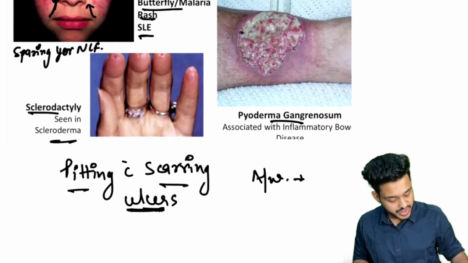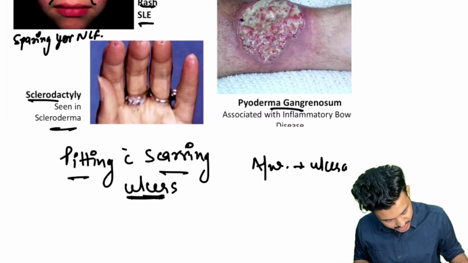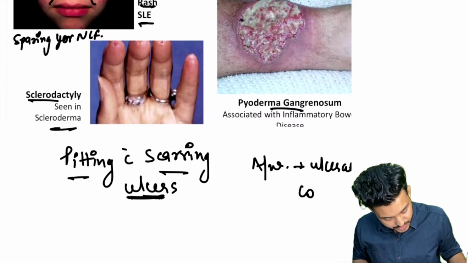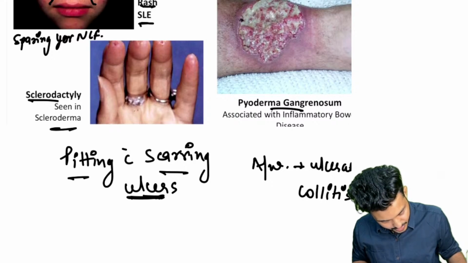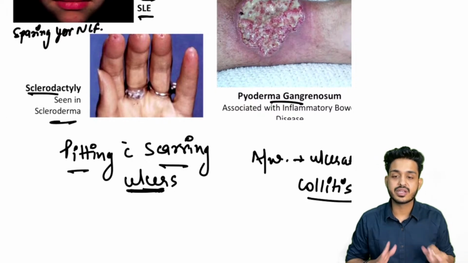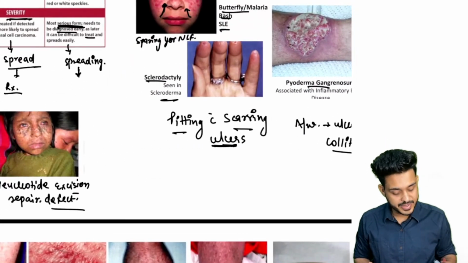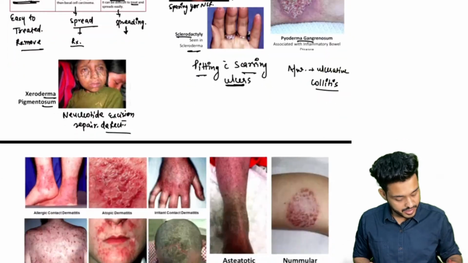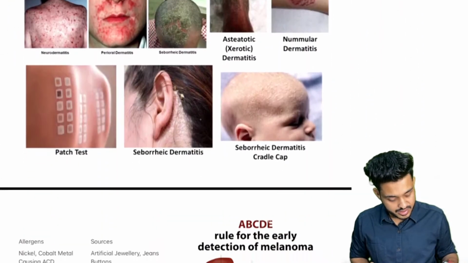So it is associated with ulcerative colitis. Okay, in ulcerative colitis you will see multiple things, lead pipe appearance, all those things. Okay, so we will be discussing that in the later part. Right now, just look here.